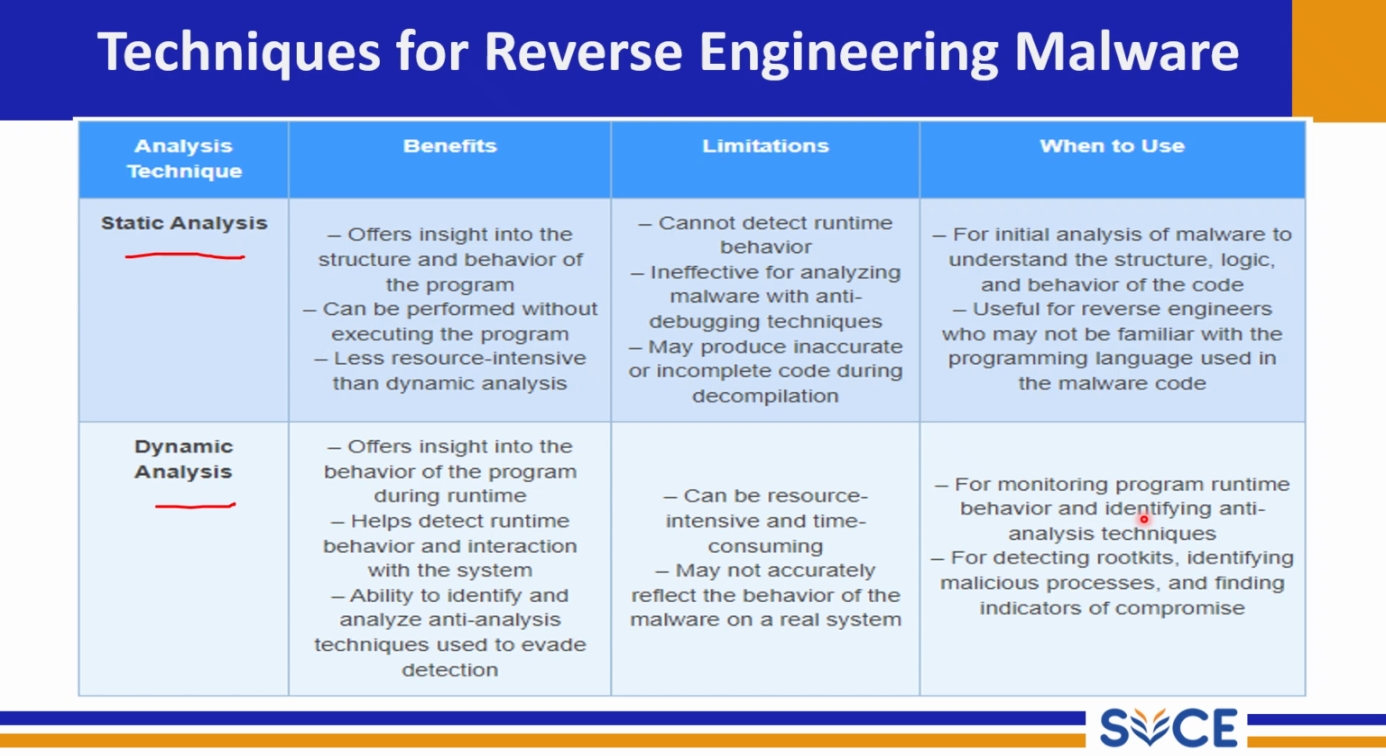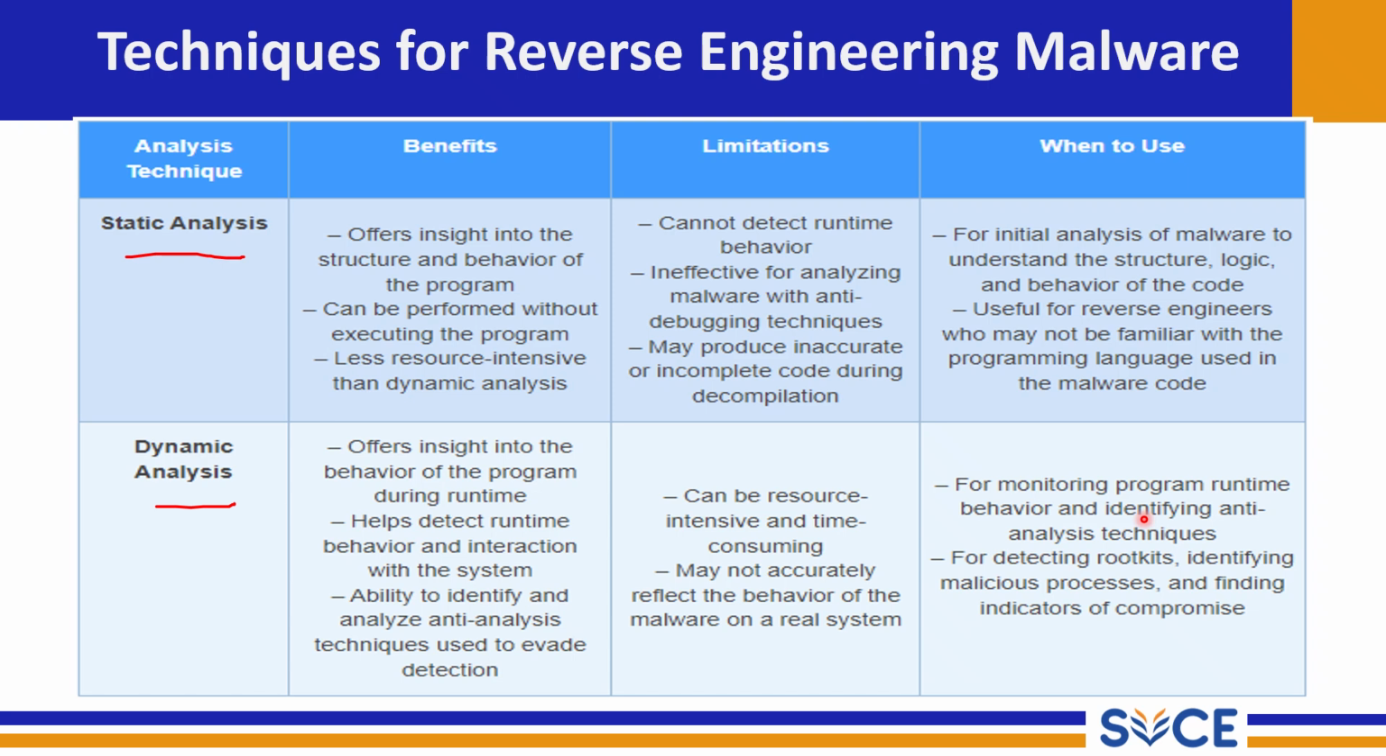And next one, dynamic analysis. It involves executing the malware sample in a controlled environment to observe its behavior. This technique is useful in understanding how the malware operates, what its capabilities are, and what kind of damage it can cause. There are three primary techniques used in dynamic analysis. First one, debugging and tracing. Second one, memory forensics. Third one, emulation and sandboxing. Okay.